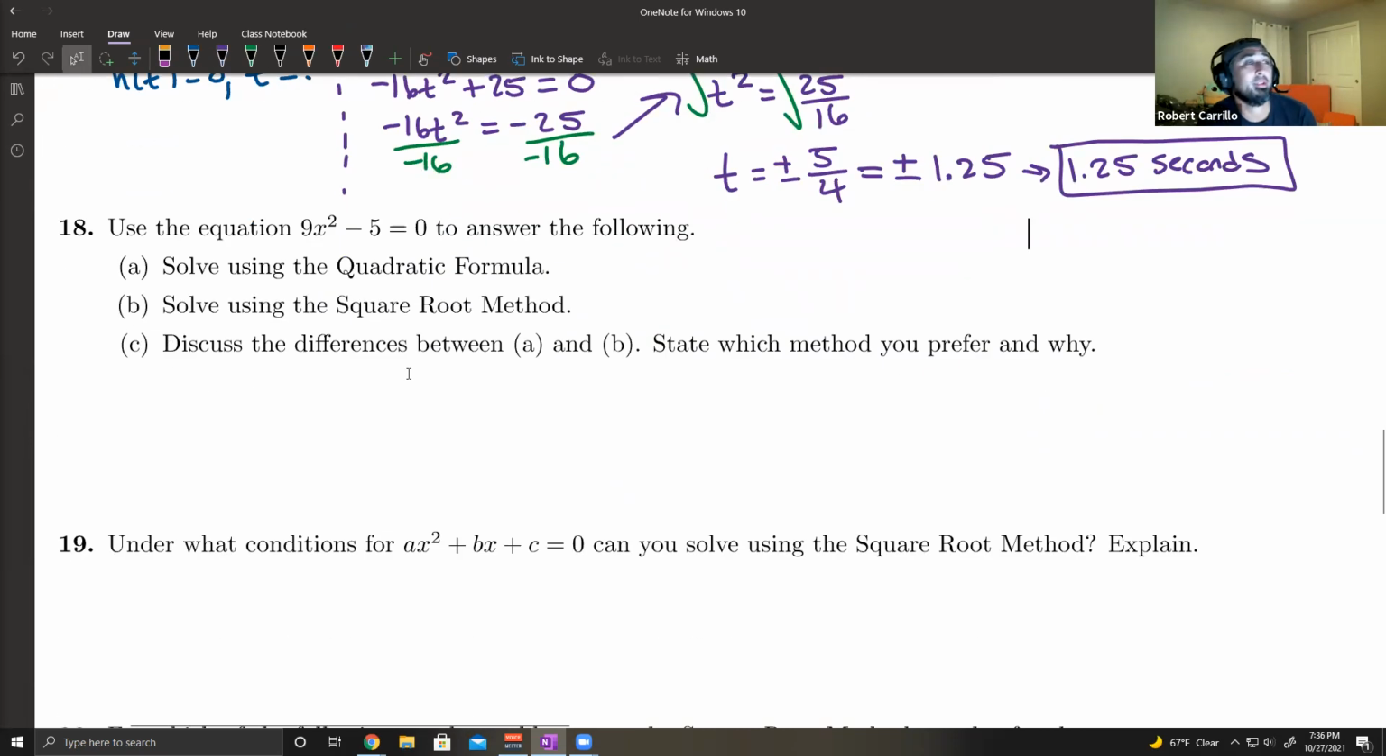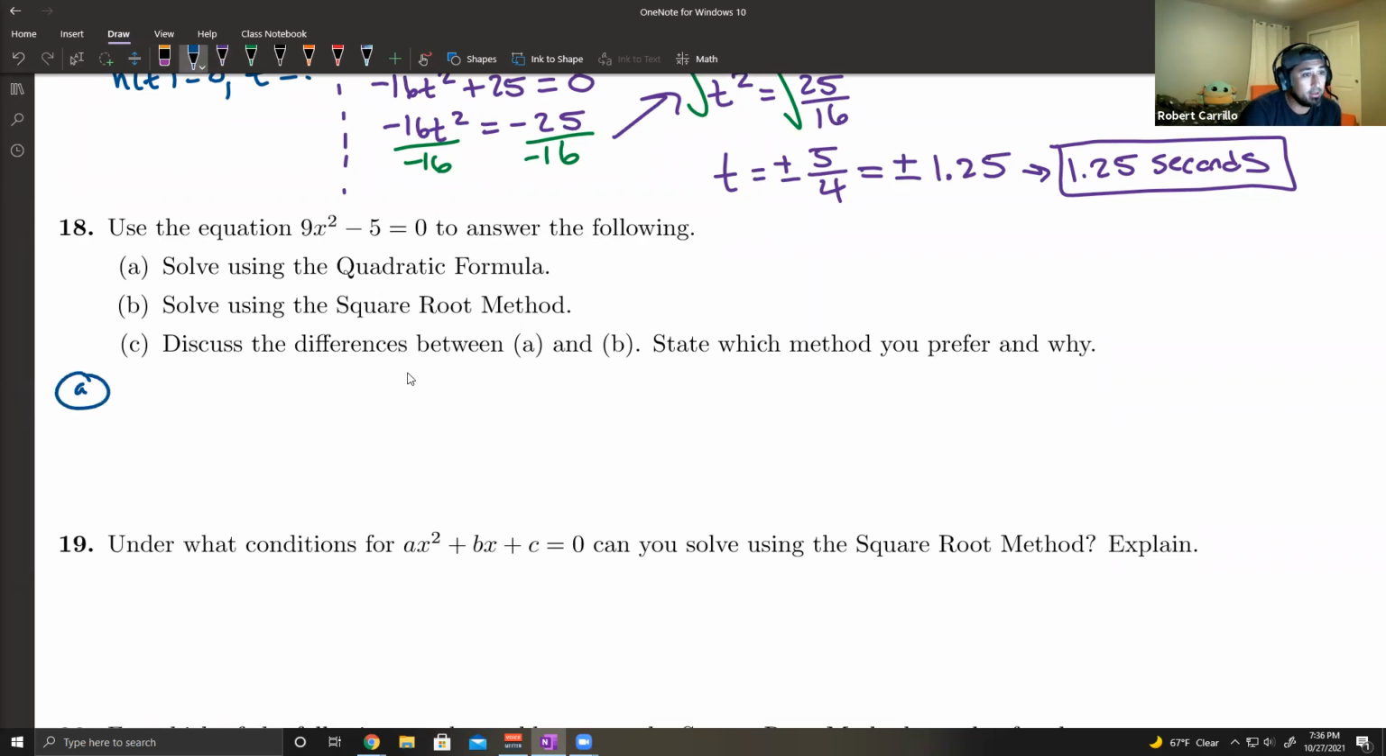18. Use the equation 9x squared minus 5 equal to 0 to answer the following. Solve this using the quadratic formula and solve this using the square root method and discuss the differences between both methods. Okay, then. Let's do it.